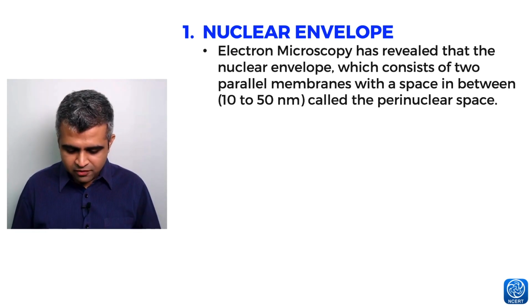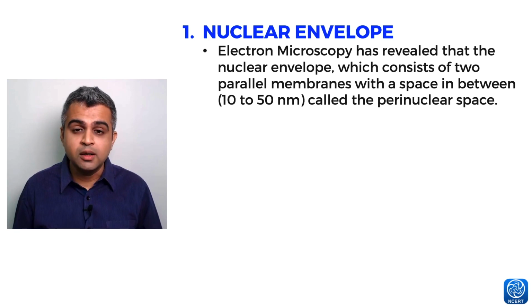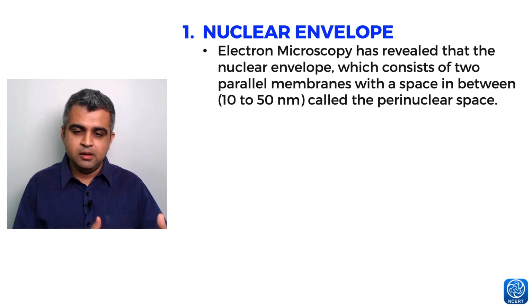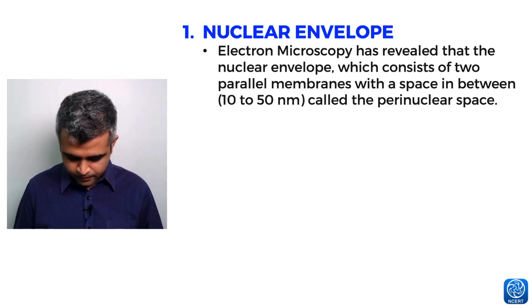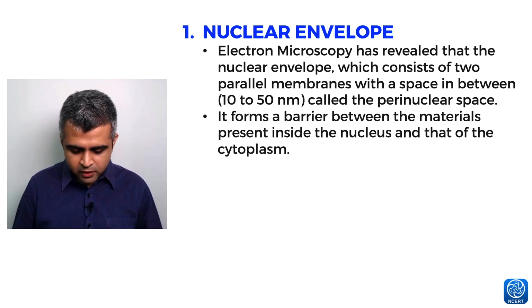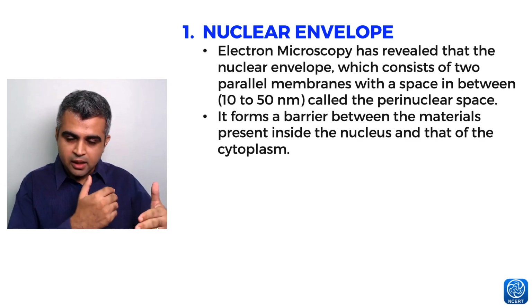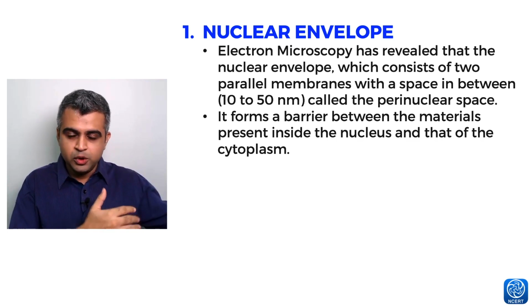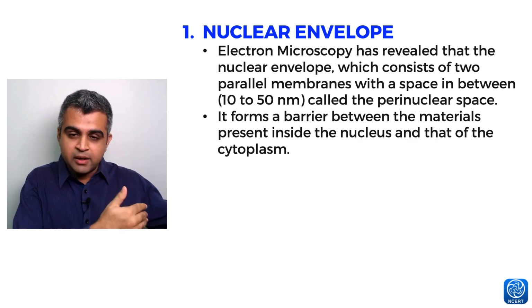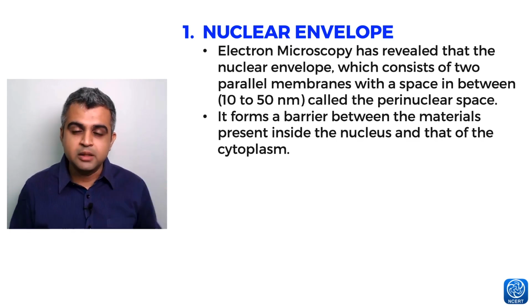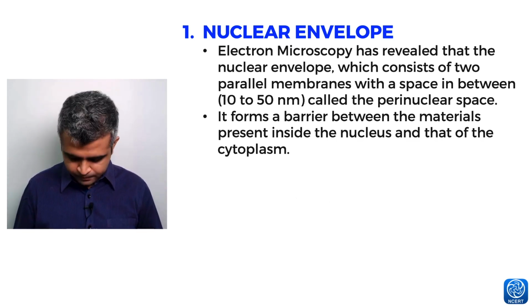Electron microscopy has revealed that the nuclear envelope consists of two parallel membranes with a space in between which is about 10 to 15 nanometers, called the perinuclear space. So outer nuclear membrane, inner nuclear membrane, and then the perinuclear space which is about 10 to 15 nanometers. It forms a barrier between the materials present in the nucleus and that of the cytoplasm. So keep what is inside the nucleus inside, and keep what is outside the nucleus outside. To separate nucleoplasm and cytoplasm, you have a nuclear envelope, a double layered nuclear envelope.